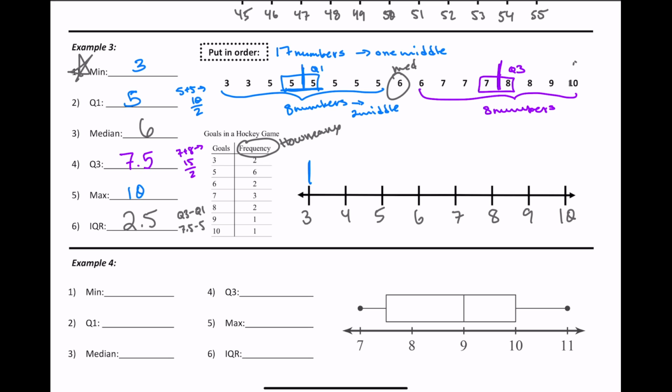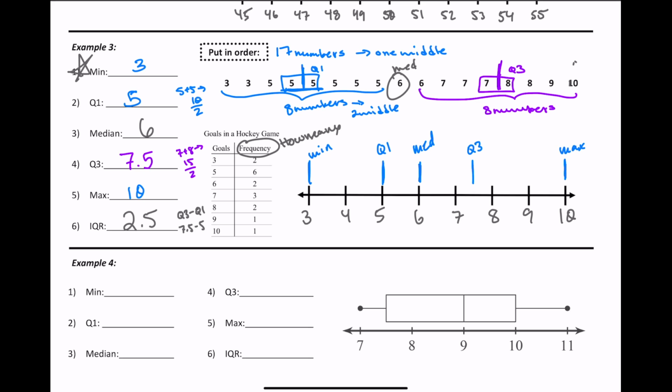Then we have Q1, which is at a 5. And then we got a median of 6. Okay, quartile 3 is a 7.5, so my line's going to be right in the middle of 7 and 8. Make it look like it's the middle. And then we have a maximum here at 10.